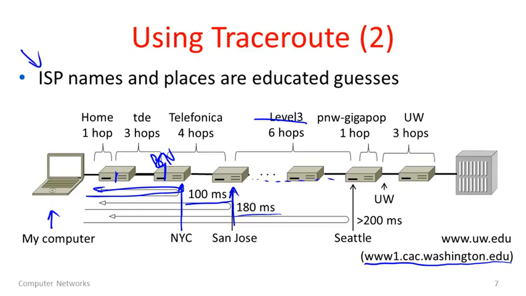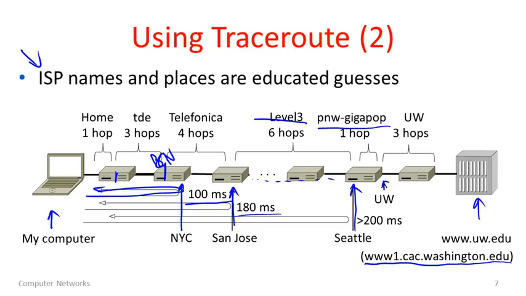At that stage, we arrived somewhere in Seattle, and we went through a network called the P&W Gigapop. You wouldn't necessarily know what this is. Again, you could maybe Google it. I happen to know that's the Pacific Northwest Gigapop, which is an exchange where different networks come together in Seattle. And this network then routed us onto the UW network. By now, the round trip time has gone up beyond 200 milliseconds. And within 3 hops within UW, we arrived at the final destination.